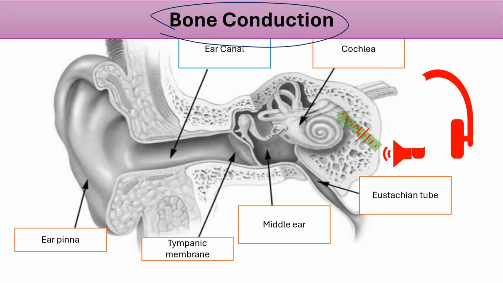The second component of the hearing test is bone conduction, and this is done by placing something similar to a headphone behind the ear on the mastoid process, and the sound will travel directly through the bone in the mastoid process to the cochlea and directly to the nerve, bypassing the external ear and bypassing the middle ear.